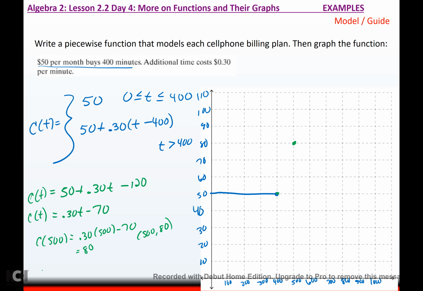And again, you could do C of 400, but I know it's going to be 50, but you can do the math. 0.30 times 400 is 120, minus 70 is 50. So this point and this point are going to follow this line. Okay? Yeah? And then you could actually read the graph. So you could say, well, for 700 minutes, it's going to be whatever this point was that it crossed. That would be your price. Of course, my graph isn't big enough to read, but there you go.